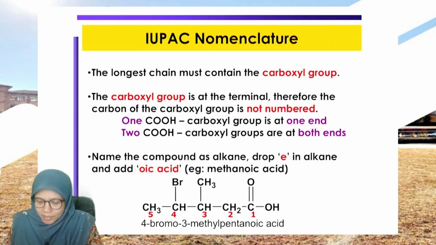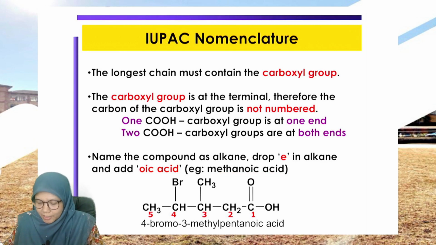IUPAC nomenclature. The longest chain must contain the carboxyl group. The carboxyl group is at the terminal. Therefore, the carbon of the carboxyl group is not numbered. If one COOH, carboxyl group is at one end. If 2 COOH groups, carboxyl groups are at both ends. Name the compound as alkane, drop E in alkane, and add oic acid. Example, methane becomes methanoic acid.